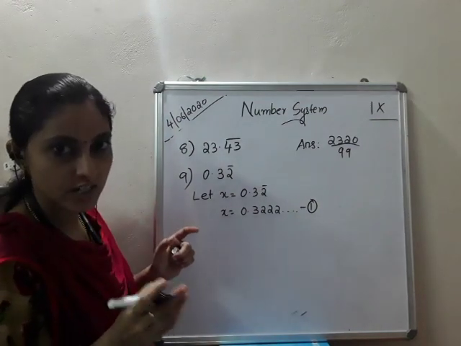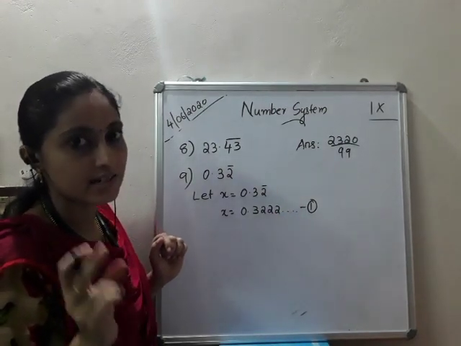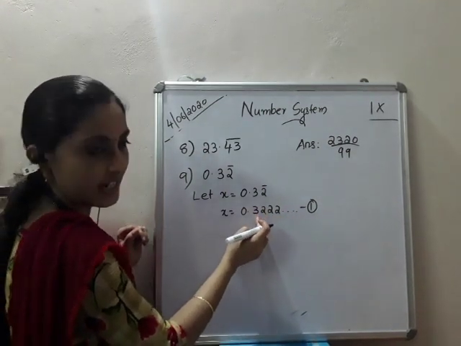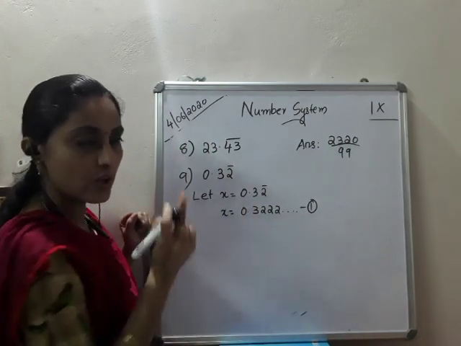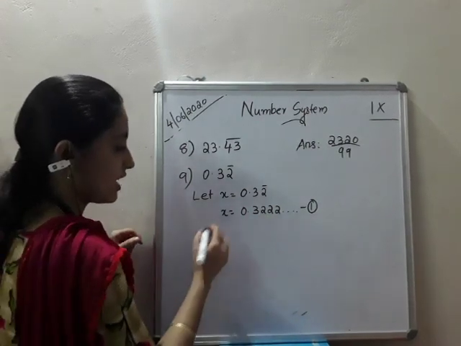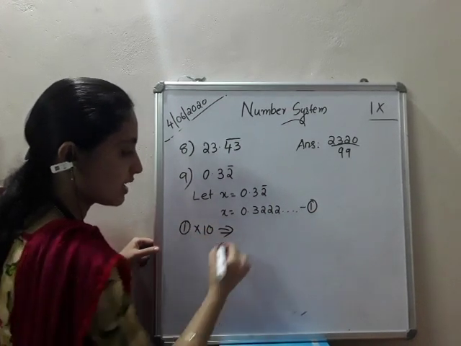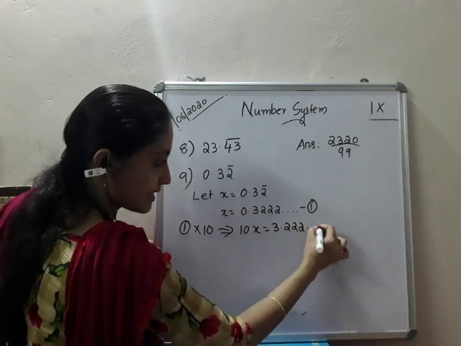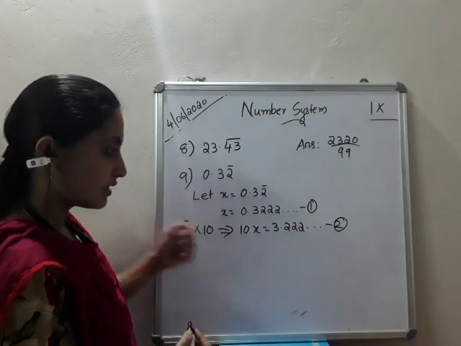First you have to make it so that after the decimal places it contains only the repeating number. Only 2 is repeating here. So you have to change this 3, which is in the fractional part, to the integer part. So you have to multiply equation number 1 by 10. Equation number 1 into 10 gives 10x is equal to 3.222 etc. That is equation number 2. Clear?